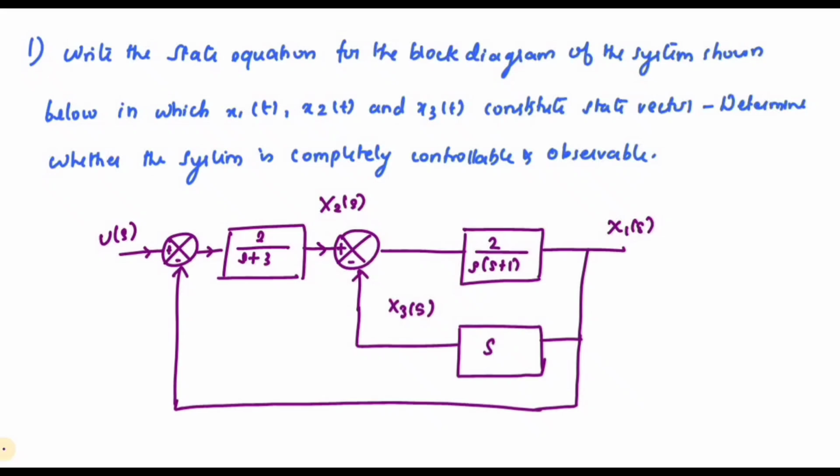Another video lecture on control systems. The question is: write the state equation for the block diagram given below, in which x1(t), x2(t) and x3(t) constitute the state vector. Determine whether the system is completely controllable and observable.